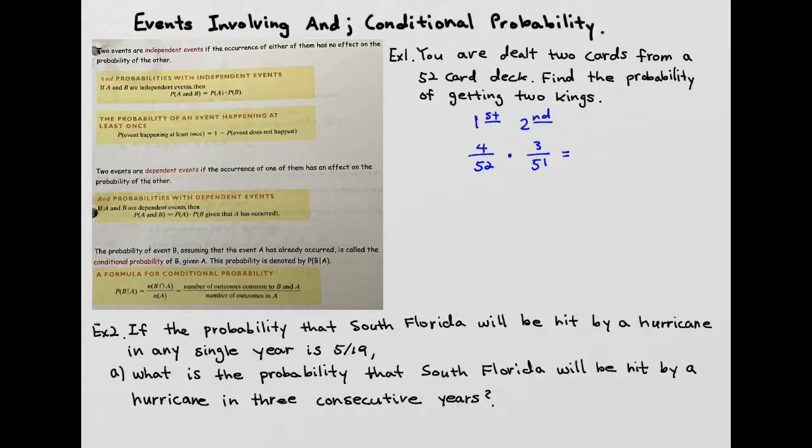In multiplication, you should be able to reduce before you multiply to make it easier. Or if you have a calculator, you can just input these numbers into the calculator. But let's say we do not have one and we want to reduce it: 4 goes into 52 13 times, 3 goes into 51 17 times, which will give you 1 over 13 times 1 over 17. When you multiply that, that will be 1 over 221, which is close to 0.0045 as the probability of that case.